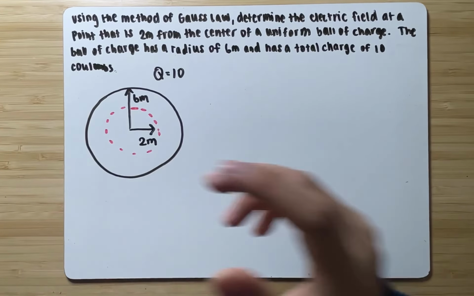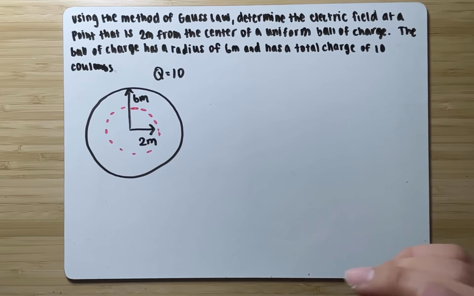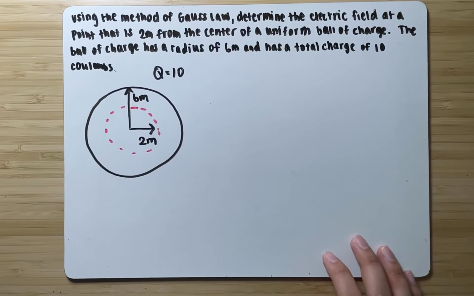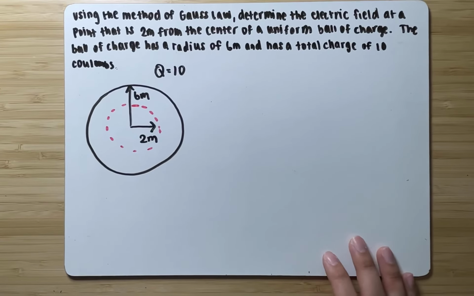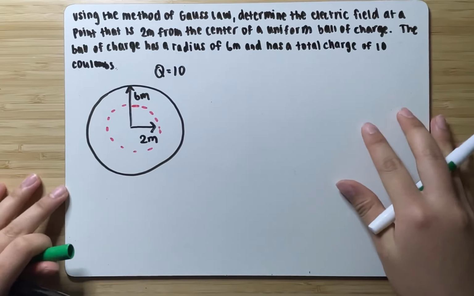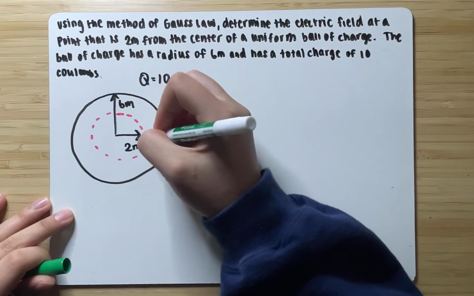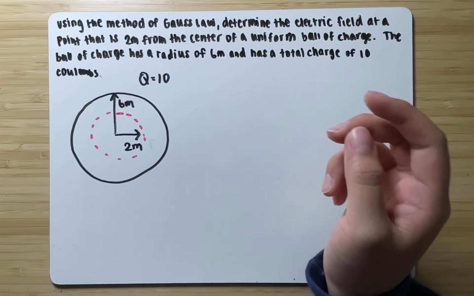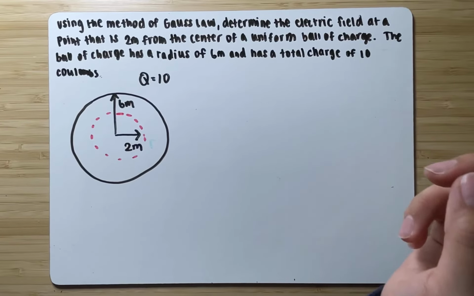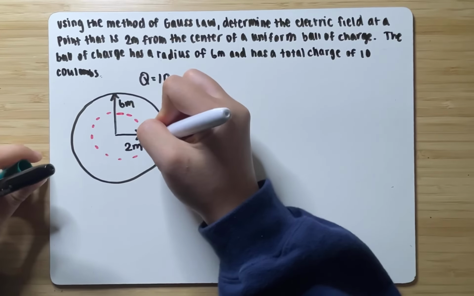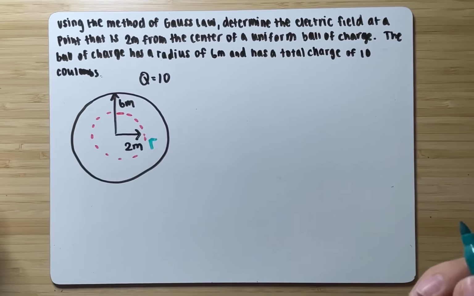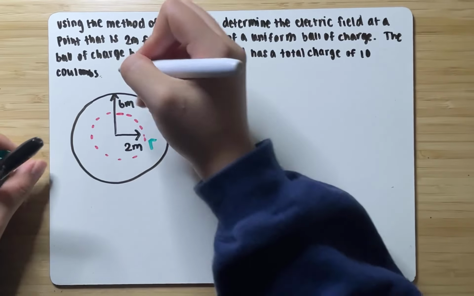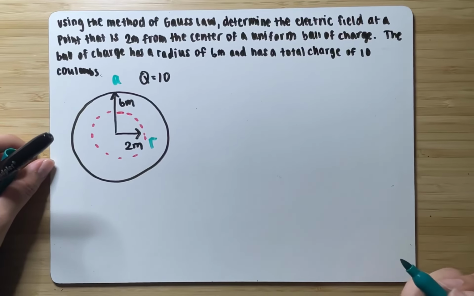Now, the 2 meters from the center of the uniform ball, with our Gaussian shape, we could identify this 2 meters as our radius. Okay. And now, if this is our radius, what would that make this? This, we're just going to call it A. Okay?